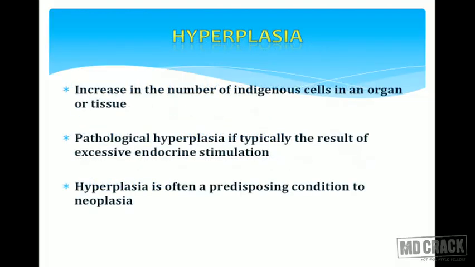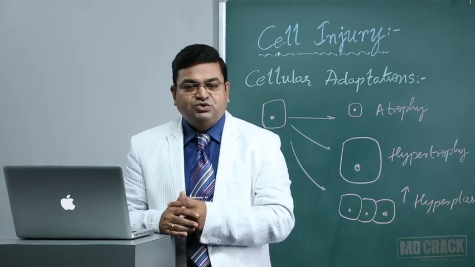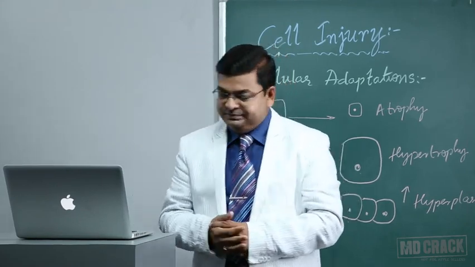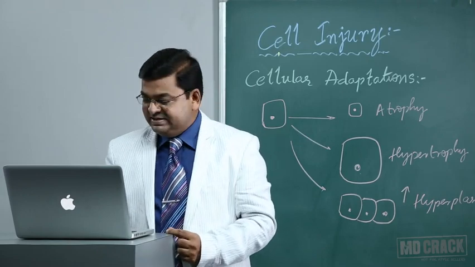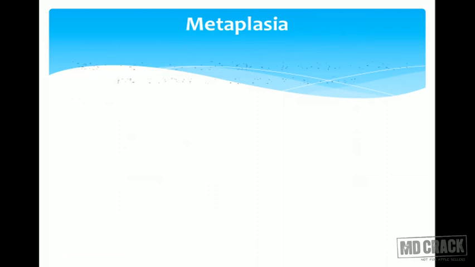Hyperplasia, most commonly, is due to endocrine stimulation. It is an increase in the number of indigenous cells in a particular organ or tissue. So the number of cells is going to get increased. Most of the time it is a pathological hyperplasia. It typically results from excessive endocrine stimulation. Endocrine organs like the thyroid gland are going to get affected. It results in enlargement of the thyroid gland, what we call goiter, a classical example of hyperplasia. So in hyperplasia, the number of cells is going to get increased.